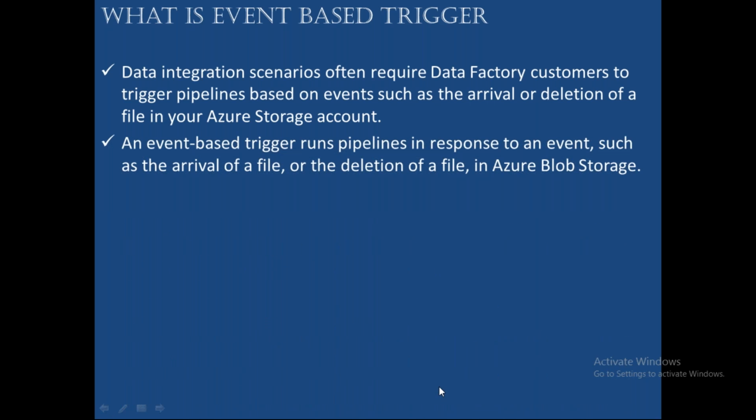Now, an event-based trigger runs pipelines in response to an event. What are those events? Such as the arrival of a file or the deletion of a file in Azure Blob storage. Whenever a new file comes, or when you delete an existing file, in all these cases you are going to run the pipeline. Next key point.